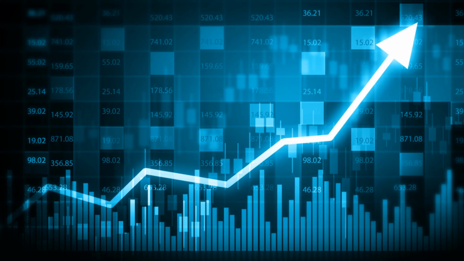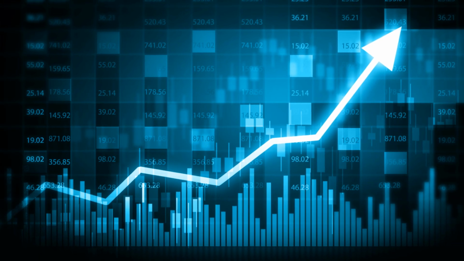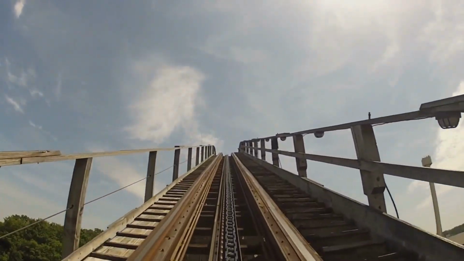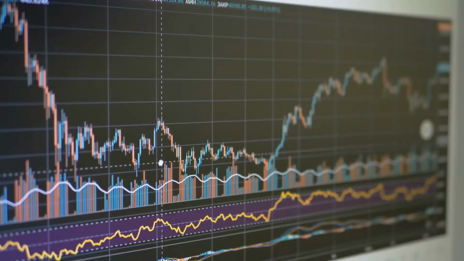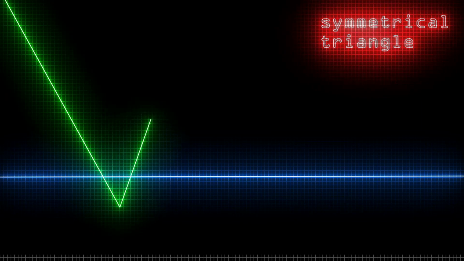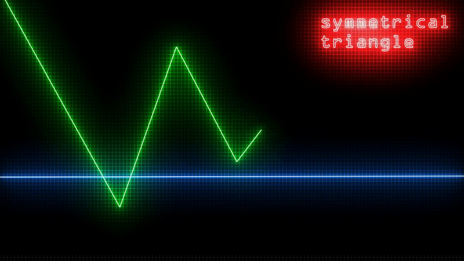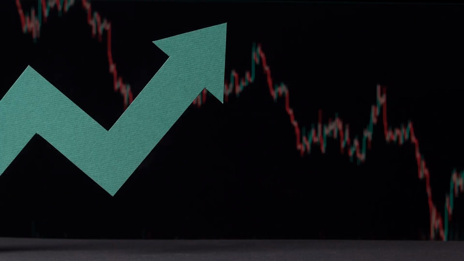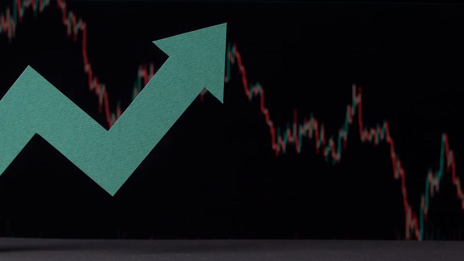These patterns show when the market takes a breather in a strong trend. Think of it like a roller coaster climbing up then hitting a flat section. That flat section is your pennant or flag. You'll see a tight consolidation forming a small symmetrical triangle or parallelogram. Volume should decrease as the pattern forms. The breakout is where the magic happens. The price usually explodes in the direction of the original trend.